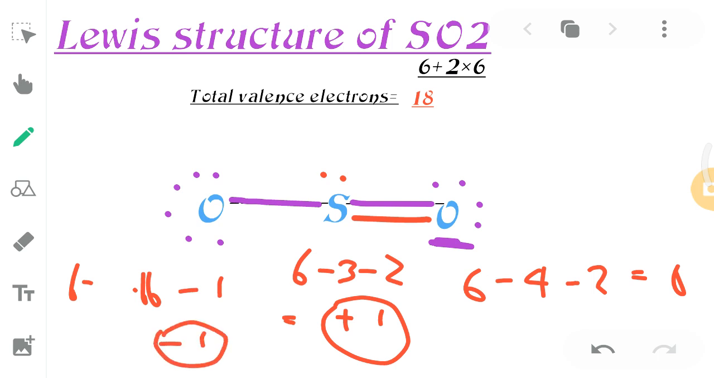We've already satisfied the octet rule. We would be breaking the octet rule if we moved any more electrons around.